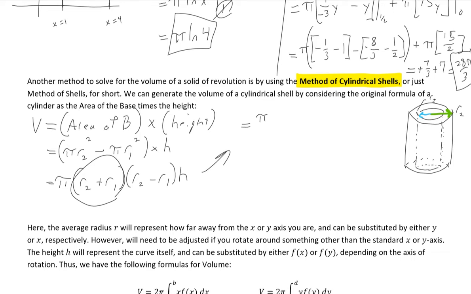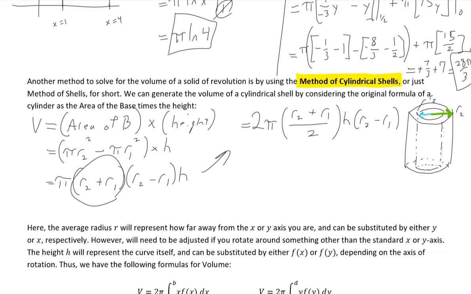Let me give myself a little bit more room. I can change r sub 2 plus r sub 1 and introduce a division of 2. However, if I do that, I need to also introduce a multiplication of 2 somewhere. So let's put that on the outside. And then I have height, and I also have that r2 minus r1 bit.